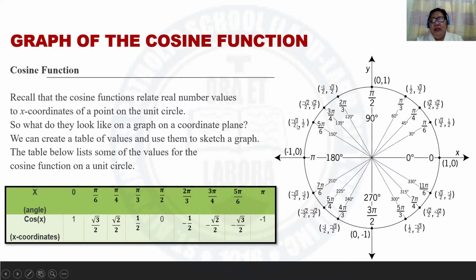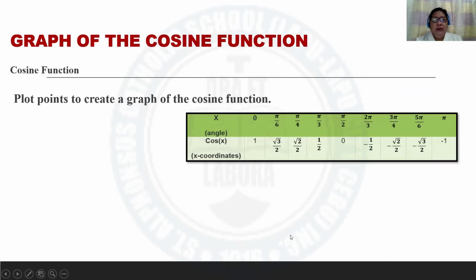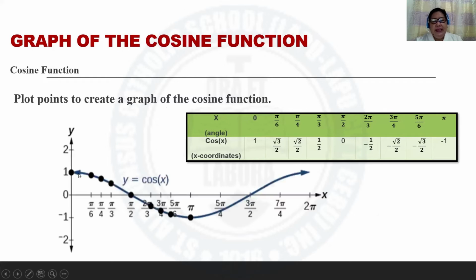5 pi over 6 is negative square root of 3 over 2. And pi is negative 1. So we will be only until pi. So the graph of the cosine function, when we plot the points, it would be like this.